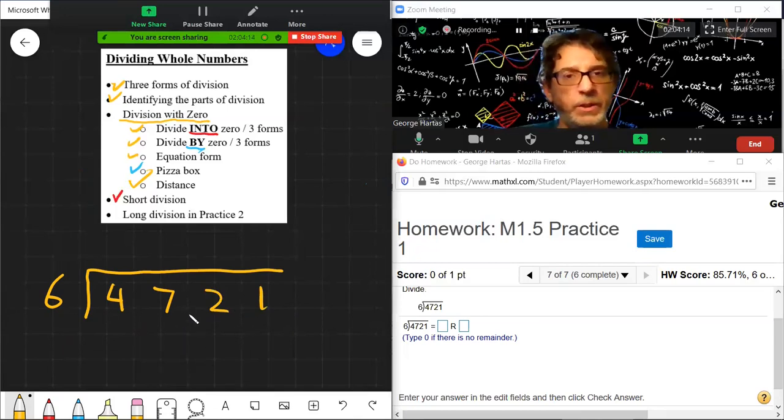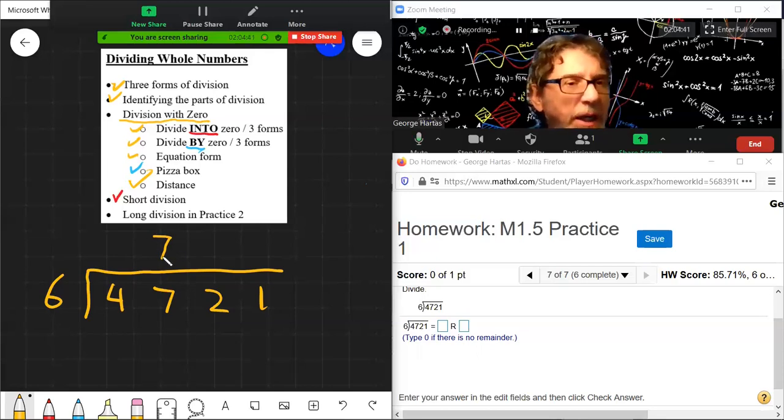All right, so here we go. Can 6 divide into 4? No, you said 0 times because 4 is too small. So then we'll look at both digits here, 47. Can 6 go into 47? Absolutely. 7 times, because 7 times 6 is 42. You notice I couldn't say 8.